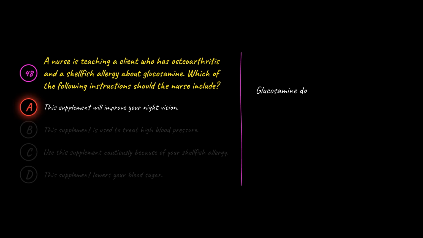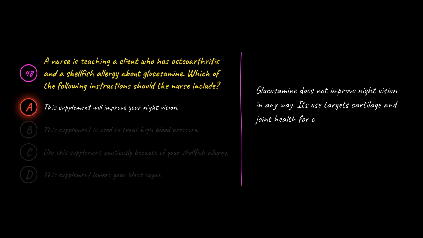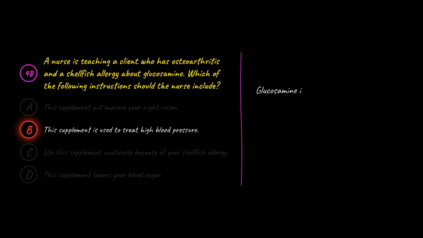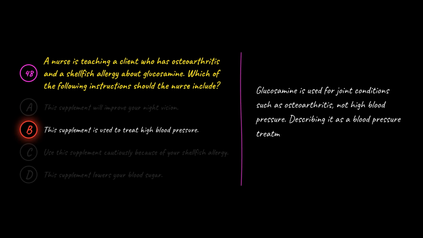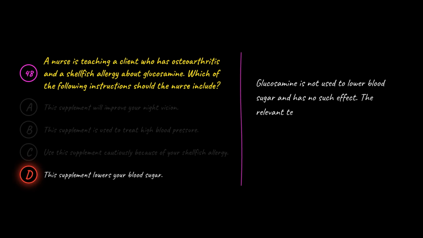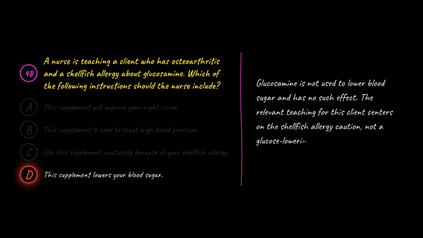A is wrong because glucosamine does not improve night vision in any way. Its use targets cartilage and joint health for conditions such as osteoarthritis, so this claim does not reflect what the supplement actually does for the client. B is wrong because glucosamine is used for joint conditions such as osteoarthritis, not high blood pressure. Describing it as a blood pressure treatment misstates its purpose, so this instruction would give the client inaccurate information. D is wrong because glucosamine is not used to lower blood sugar and has no such effect. The relevant teaching for this client centers on the shellfish allergy caution, not a glucose-lowering action the supplement does not possess.